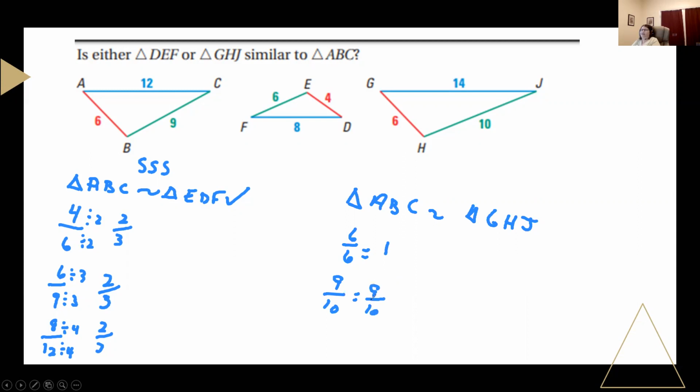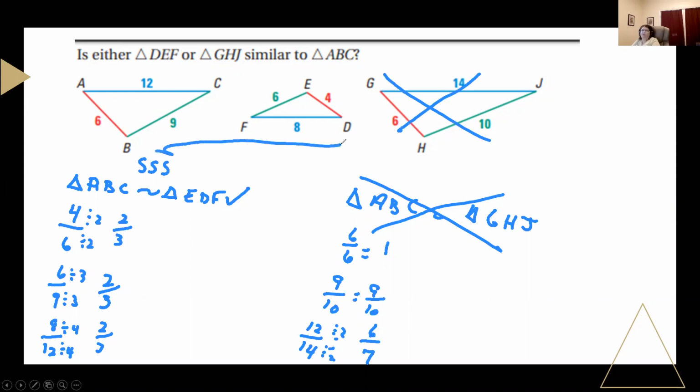And let's look at 12 over 14. What is 12 over 14 reduced to? Divide by 2, and this is 6 over 7. So is this similar? No, because all these numbers are different. So this one is not similar. These two are similar.